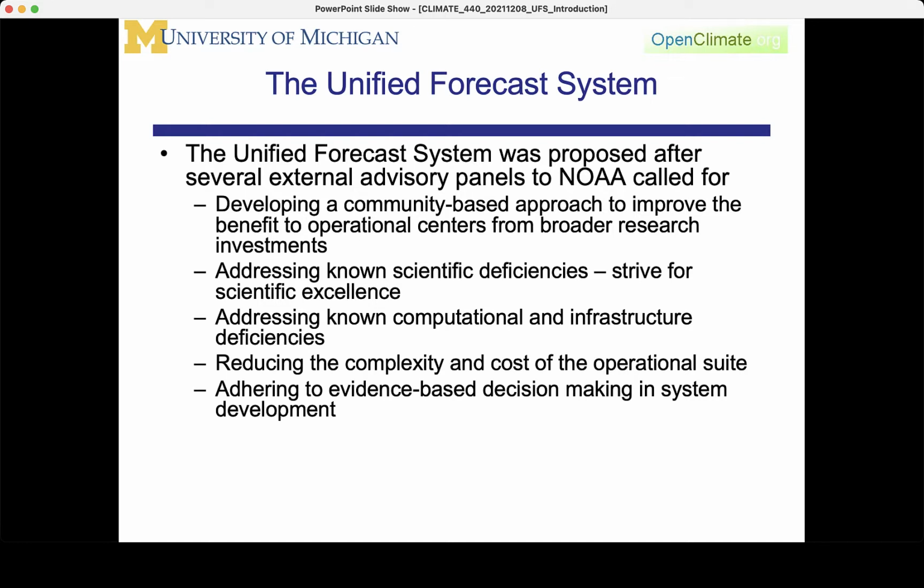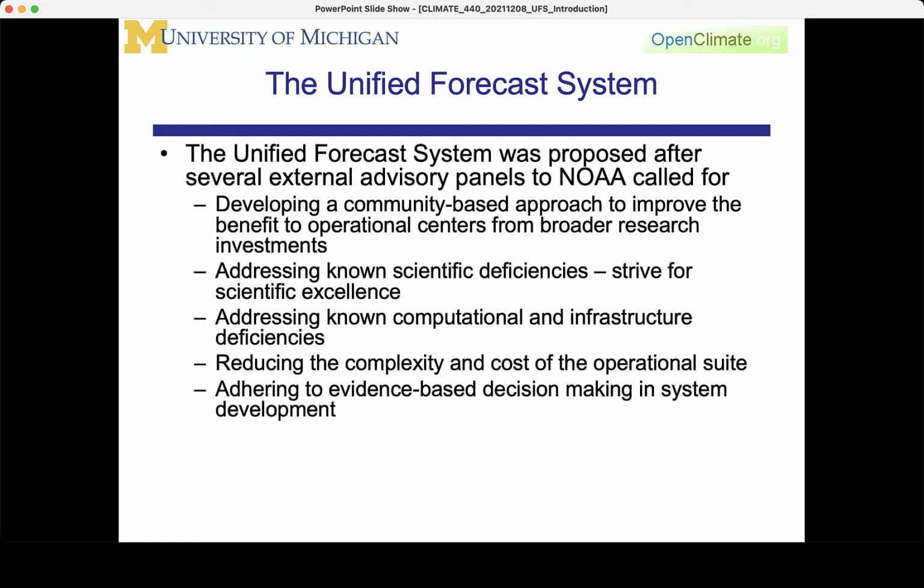The Unified Forecast System was also proposed 2. To address known scientific deficiencies. We needed to strive for scientific excellence. And in many cases, these deficiencies occurred because the models were not being updated as fast as, let's say, our competitors are. And our competitors, aside from the European Center, also include the Met Office, the Australian Bureau of Meteorology, the Japanese, the Korean Meteorological Services. We also, more and more, have commercial interests in weather forecasting.